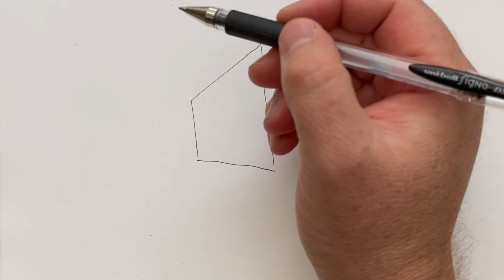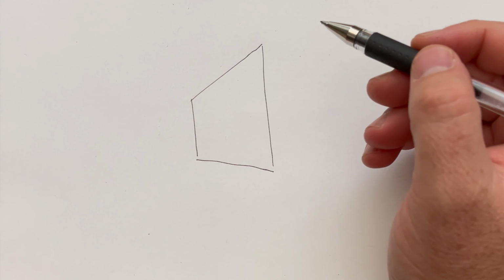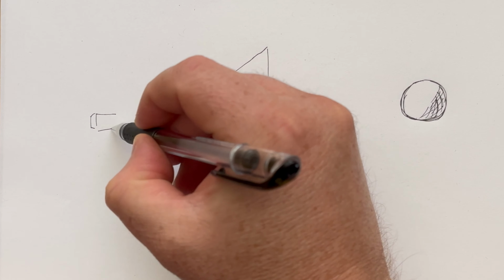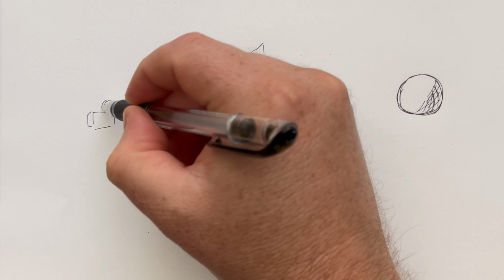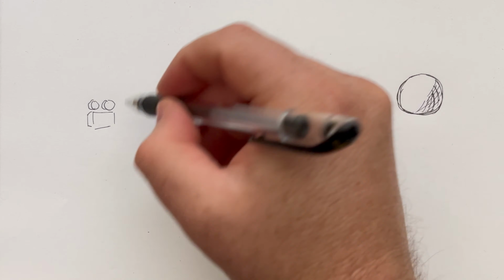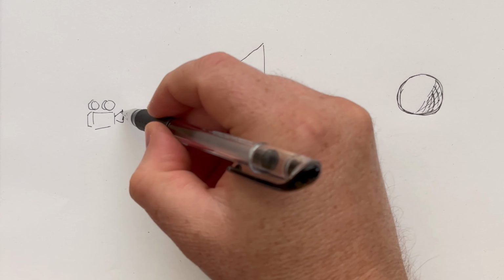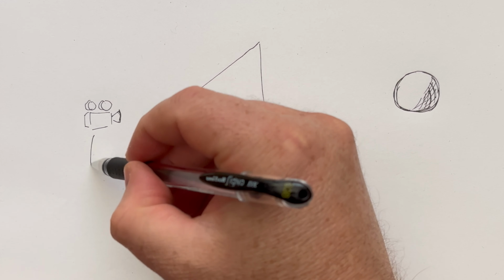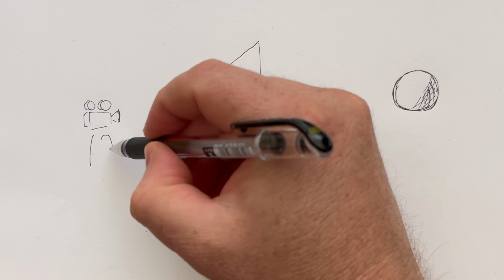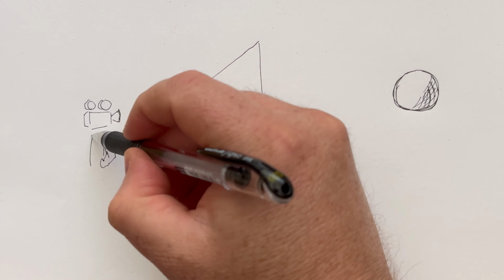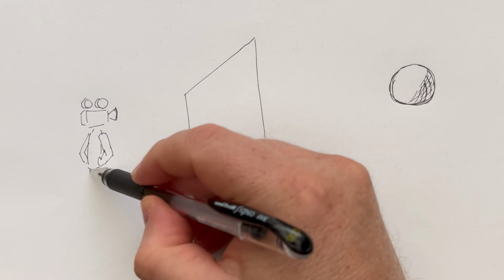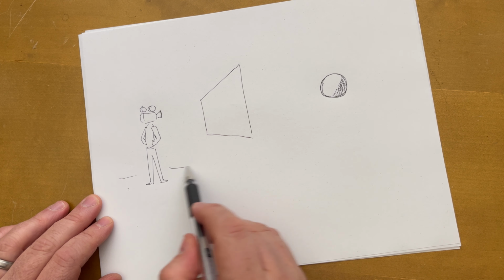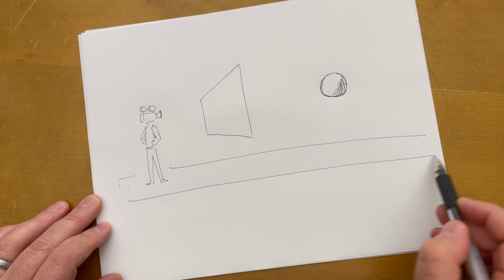Our eyes are a camera. And so I'm going to draw a camera here. This is kind of a representation of an old style movie camera. Figured that would work as a camera. And so let's say we are that camera. And they're standing on the floor.